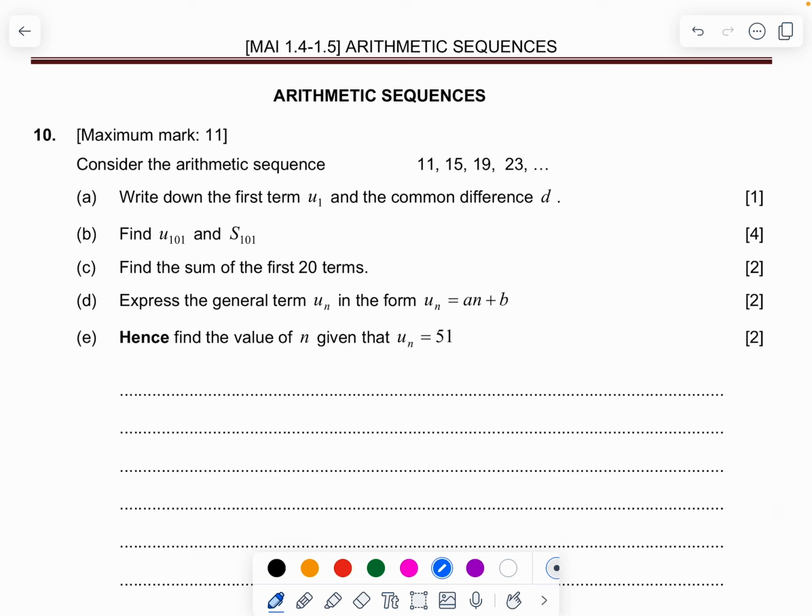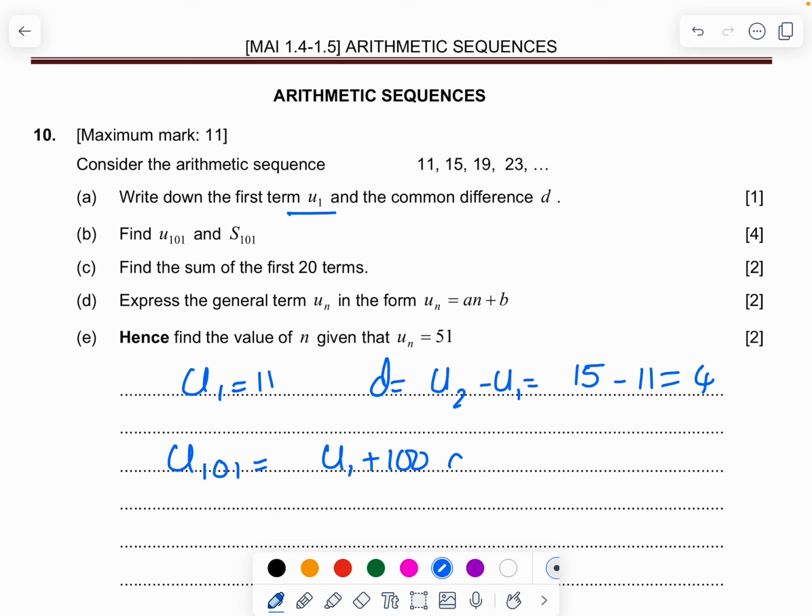Question number 10. What is the first term? First term is 11. What is the common difference? U2 minus U1, which is 15 minus 11, which is 4. What is U101? Formula: U1 plus 100D. So which is nothing but 11 plus 100 times 4, which is 411.